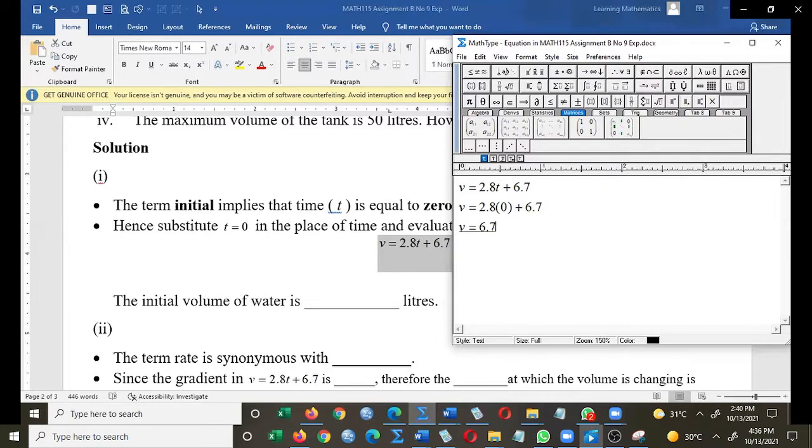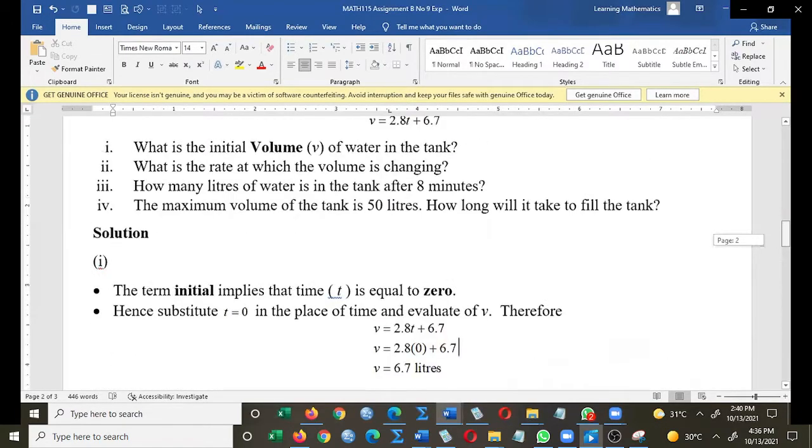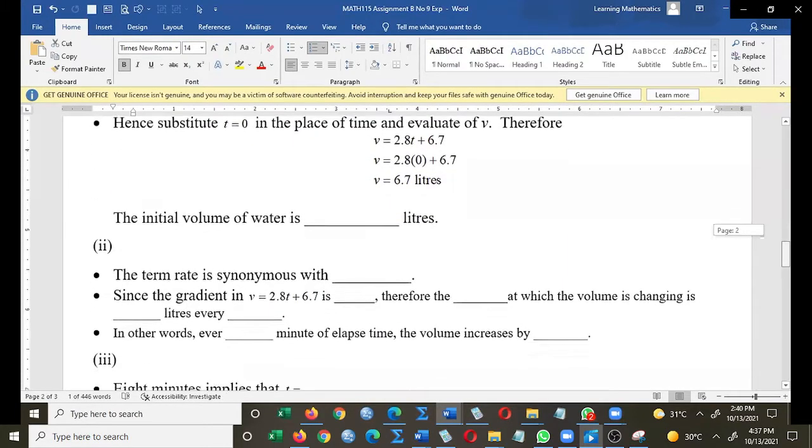Any questions? So you apply that to number 10. Number 10 is very similar to number 9. Part 2, what is part 2 asking? What is the rate at which the volume is changing? We just spoke about rate a while ago. What does the word rate remind us of? The gradient. All right.